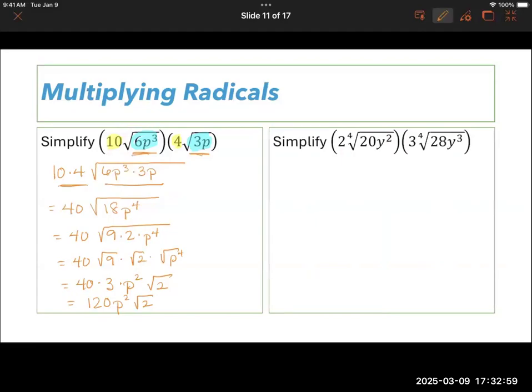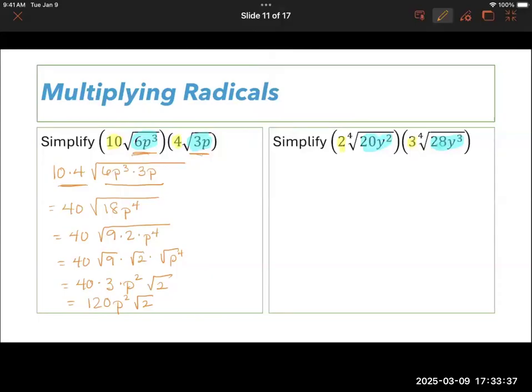Let's take a look at this possibility. We've got 2 fourth root of 20y squared times 3 fourth root of 28y cubed. Now, in this case, if I use the same process that I did in our previous example, I'd be taking the 2 times the 3. That makes sense. But then I would be trying to take a 20 times a 28 and then taking the fourth root of that. And that sounds like it's going to start to get kind of difficult and messy.